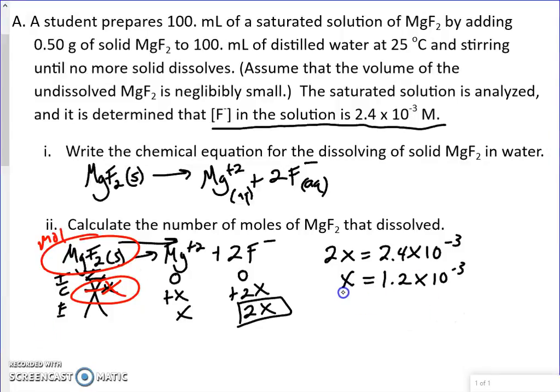Okay, well, come over here. We know our X value because we were able to calculate it using the fact that we had 2.4 times 10 to the negative 3rd molar fluorine.